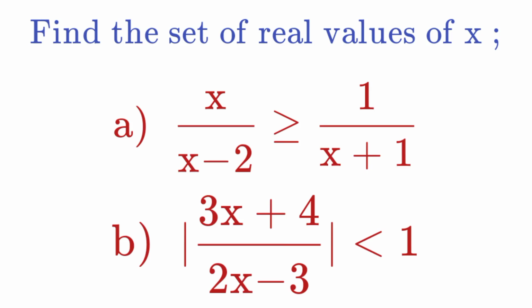In today's tutorial, we want to find the solution set, the real values of x that satisfy the following inequalities. The first one, x all over x minus 2 greater than or equal to 1 all over x plus 1. And then question B, the absolute value of the function 3x plus 4 all over 2x minus 3 less than 1. We want to get all the real values of x that will satisfy those inequalities.